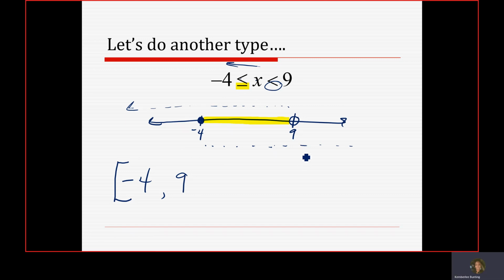So, looking at 9. Do we have a closed dot or an open dot on 9? It's open. So am I going to have a parenthesis or a bracket on 9? Parenthesis. All right. That's interval notation. And I always start with the smallest number and then go up to the biggest number. Okay? May I proceed? All right.